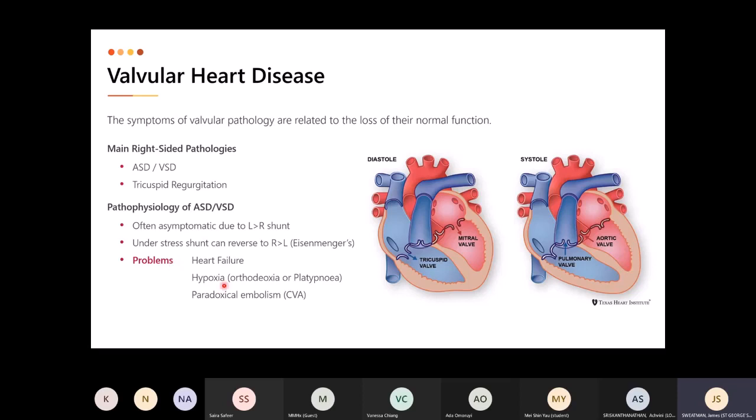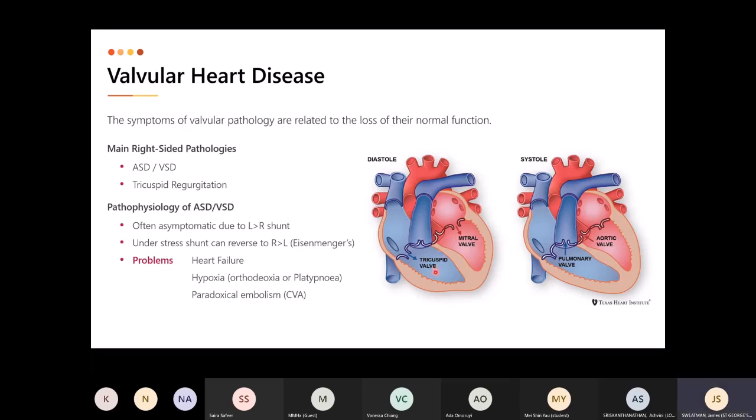Problems you get, so you get heart failure, and you get paradoxical emboli. So you get DVTs that go into the heart, go into the left side, shoot off and give you a stroke. So paradoxical emboli. But the cool thing, or the thing that you may see if you see symptomatic ASDs, is this thing called orthodeoxia or platypnea, which I won't go into in really long detail. But basically, when the patient sits up, their breathing becomes worse, and when you lie them down, their breathing becomes better. And it is the opposite of orthopnea.